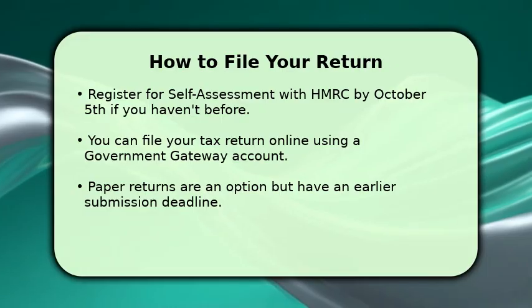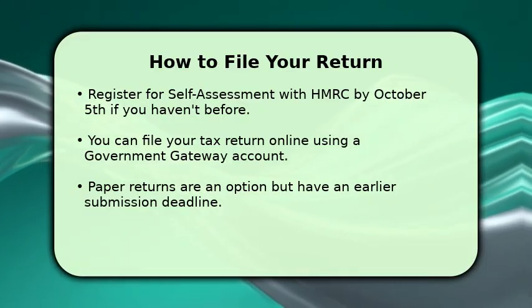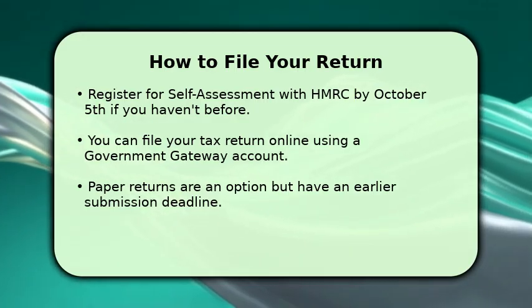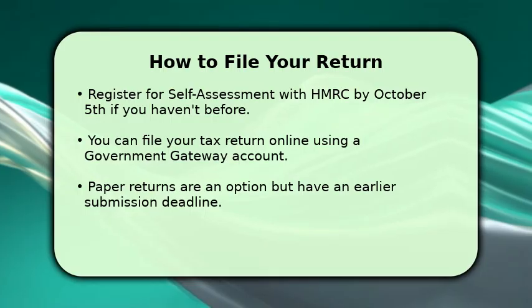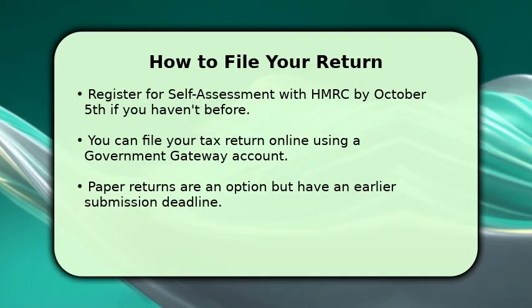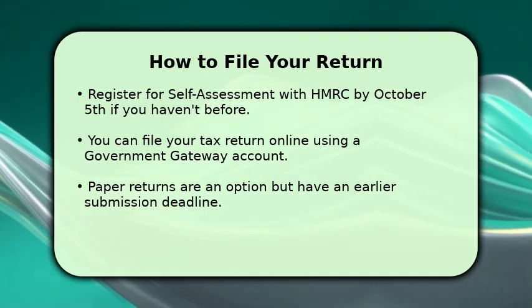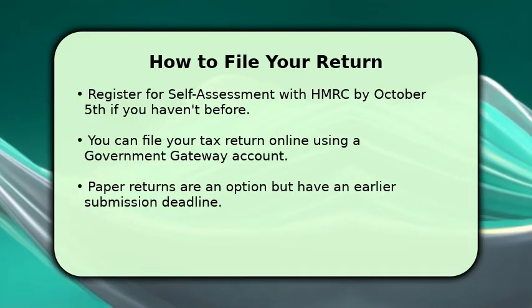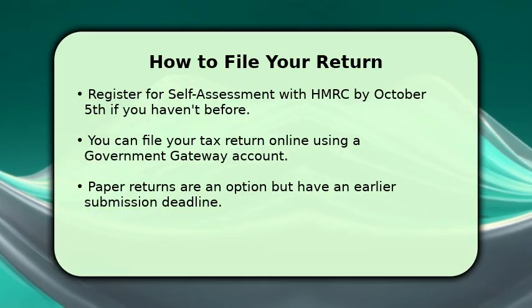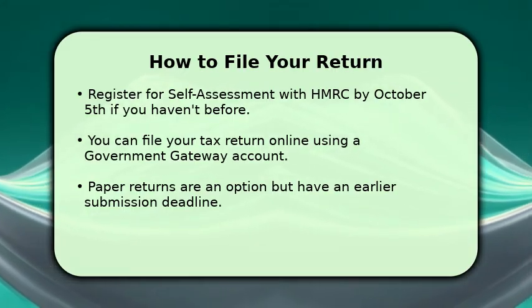If you're new to self-assessment, you must register with HMRC by October 5th following the end of the tax year you need to file for. The most common method is filing online through your Government Gateway account, which offers convenience and a later deadline. Alternatively, you can submit a paper tax return, but be aware that this option has an earlier submission deadline, so plan accordingly to avoid penalties.